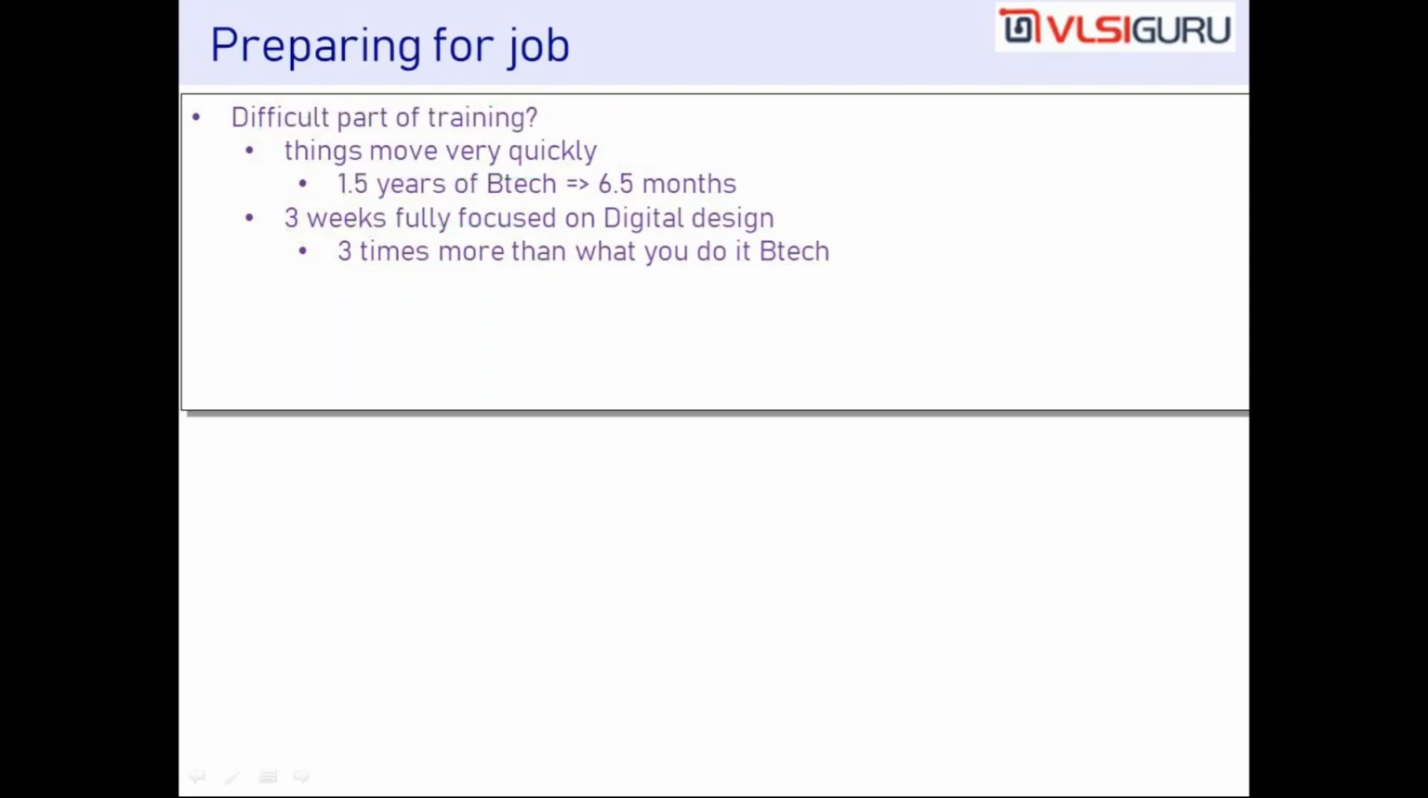Basically, the baseline is simple. You should start enjoying the training. It should not become an additional burden for you. Rather, you should tell your mind that I have no other option, I have to undergo training, I have to enjoy it.